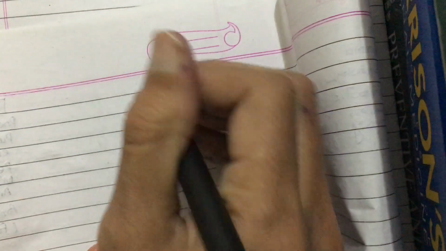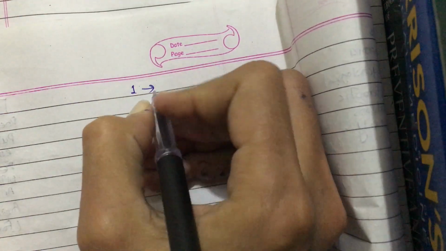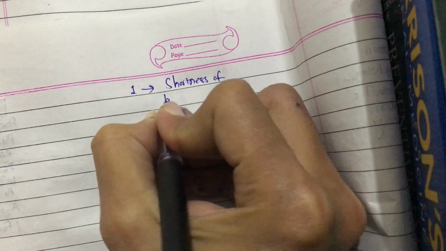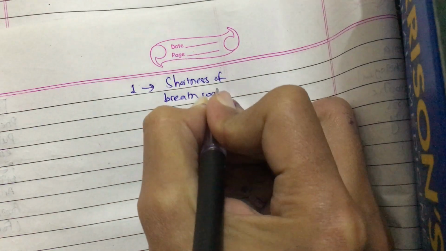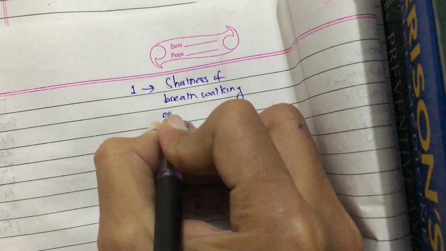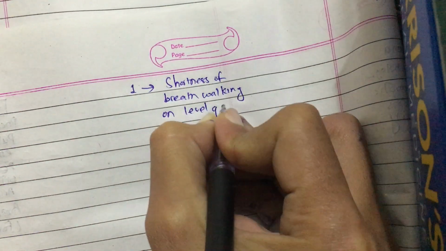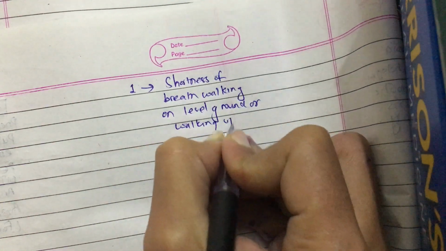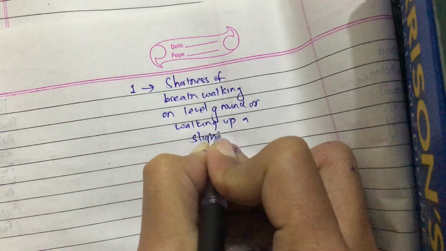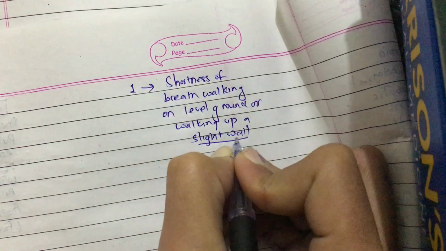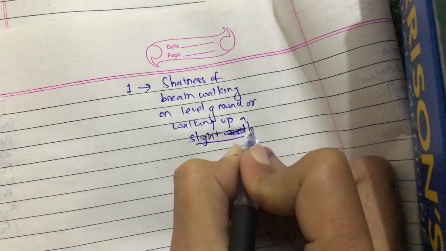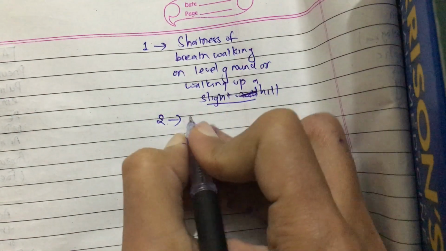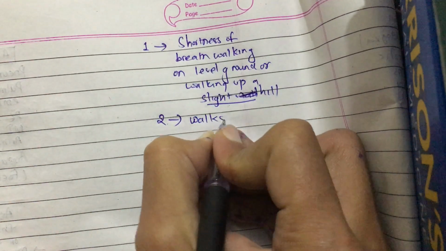1 means shortness of breath when walking on level ground, or walking up a slight hill. When there is dyspnea on walking up a slight hill, then it is MMRC grading 1.